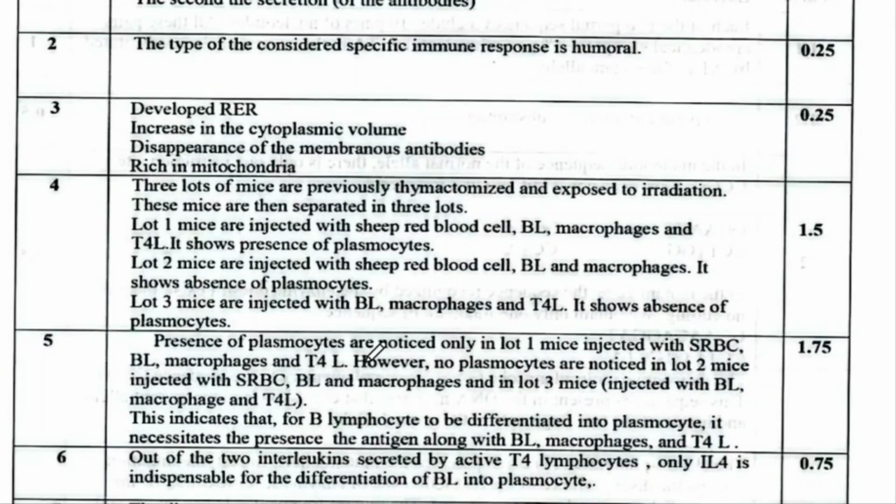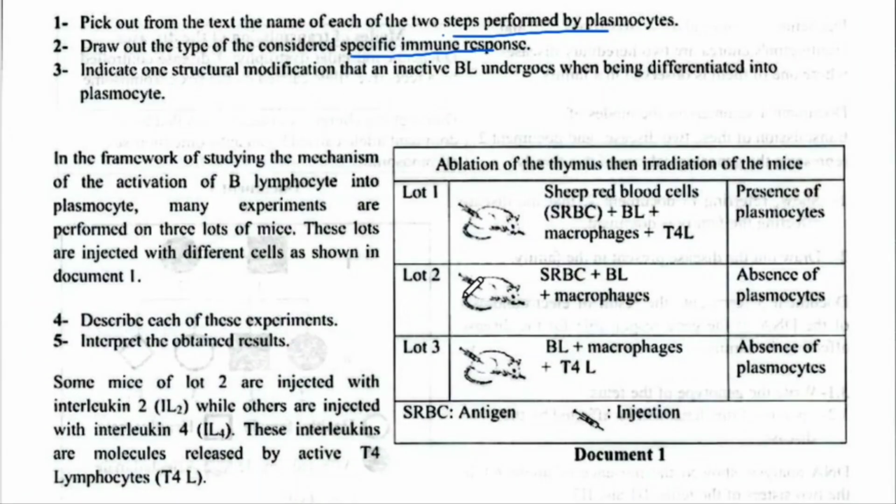Presence of plasmocytes is noticed only in lot 1. However, lot 2 and lot 3 show absence of plasmocytes. Why? Because in lot 2 the T4 lymphocyte is absent, and in lot 3 the antigen is absent. So the result is absence of plasmocytes.